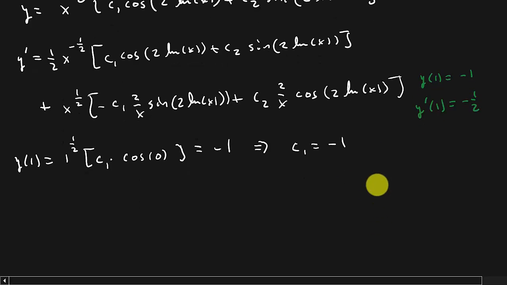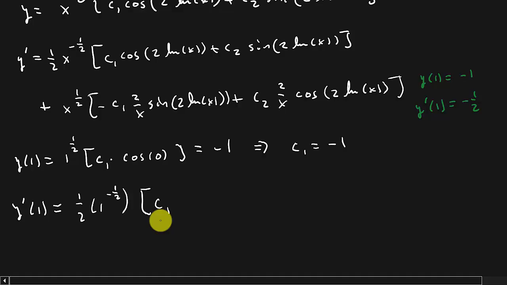Now let's do y prime of 1. I'm going to have 1/2 times 1 to the negative 1/2, plugging in 1 for x. I'm using this one, and once again this is going to be times, I plug 1 in for natural log. Natural log of 1 is 0, so that's cosine of 0. So that's c1 times cosine of 0. Cosine of 0 is 1, so 1 times c1 is just c1.